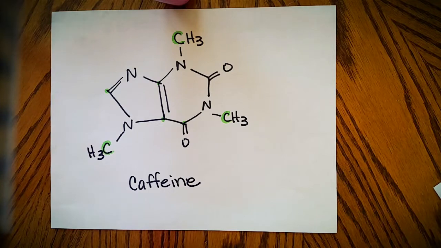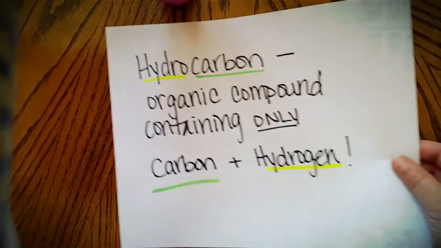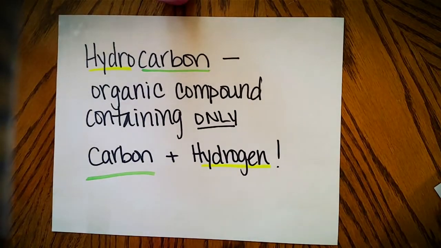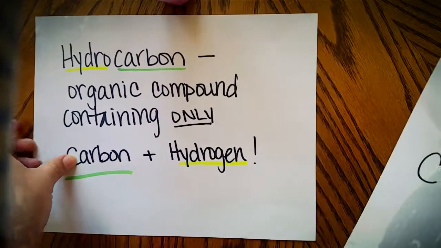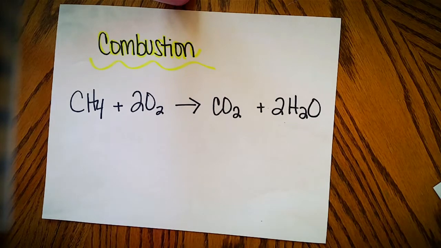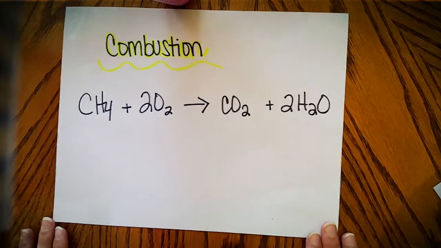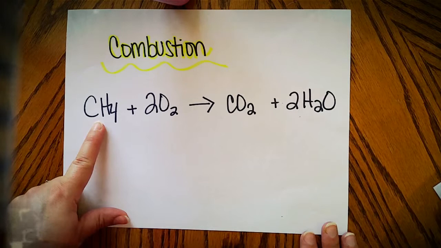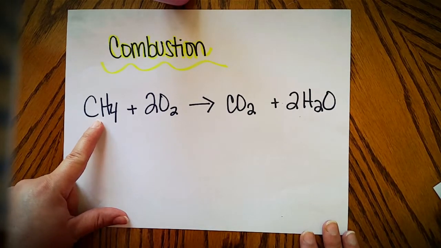The type that we're going to be focusing on today are called hydrocarbons. These are simple organic compounds that contain only carbon and hydrogen, hence the name hydrocarbon. Now this term should be familiar to you because in your first year of chemistry, when you were learning about reaction types, you learned about combustion reactions. So remember that combustion reactions involve burning, and you looked at burning of hydrocarbons. So here's my hydrocarbon. Again, it contains only carbon and hydrogen.